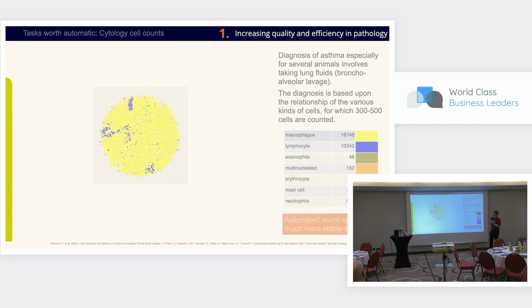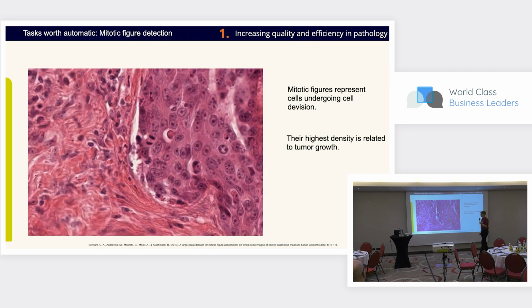So, another task worth automating. This here in the middle is a so-called mitotic figure. That's a cell that's dividing. Maybe some of you now think, yeah, biology, I remember, mitosis. Okay, so it's a cell that's dividing at the moment. And what we're looking at here now is tumor tissue.